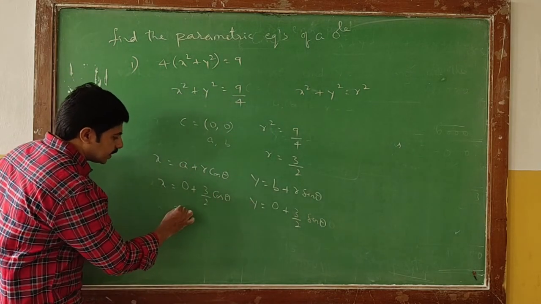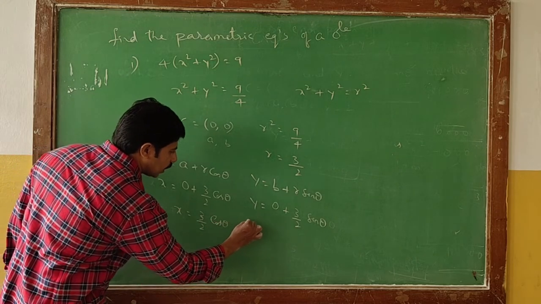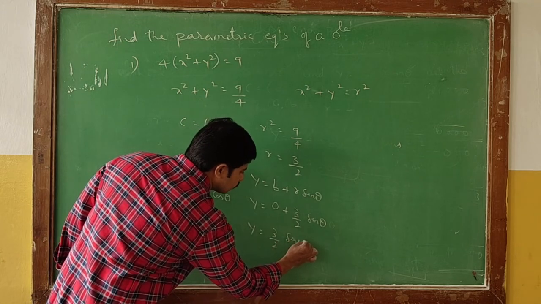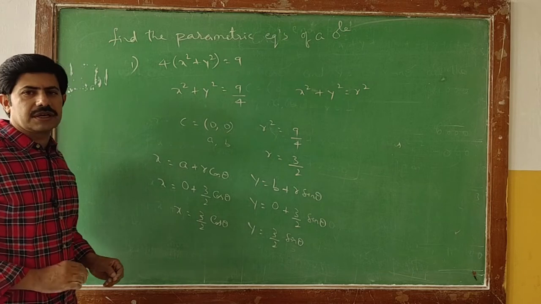So, what is x equal to? 3 by 2 cos theta. And what is y equal to? 3 by 2 sin theta. So, this is the parametric equation of the circle.